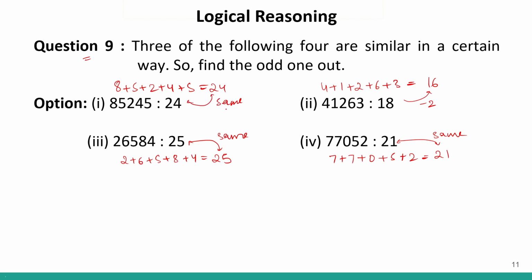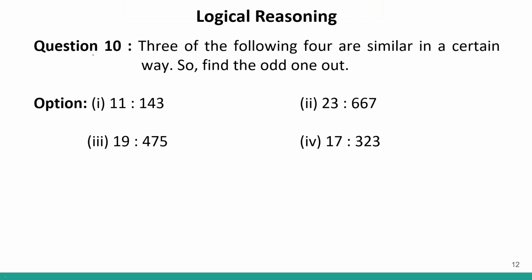So, in options number 1, 3 and 4, we had the same. The second number was basically the sum of the digits of the first number. But this was not the case in option number 2. Therefore, this will be the odd one out. Clear? Now let us move on to question number 10. Four options again are given to us and we have to find out which of them is different.